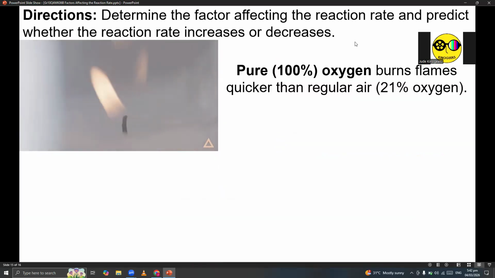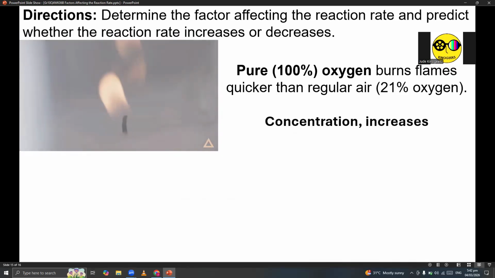And finally, you have pure or 100% oxygen burns flames quicker than regular air, which is 21% oxygen. Some of you may have easily answered temperature here, but looking further at the given example, you are comparing the amount of oxygen here. So when we say pure, you have 100% oxygen, and regular air in the atmosphere, which is only 21% oxygen. And because our main concern is the pure one, then therefore we are comparing concentration, and the pure oxygen will increase or speed up the reaction rate.